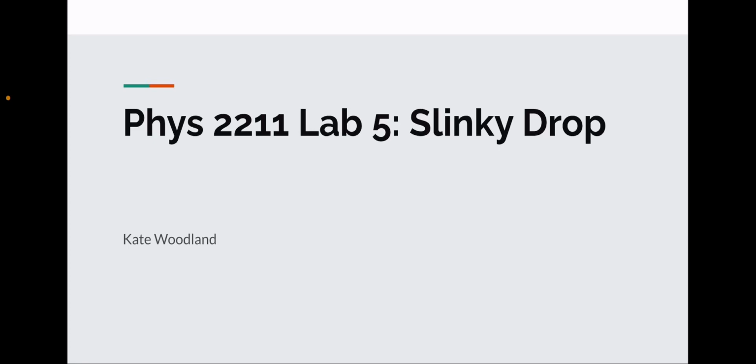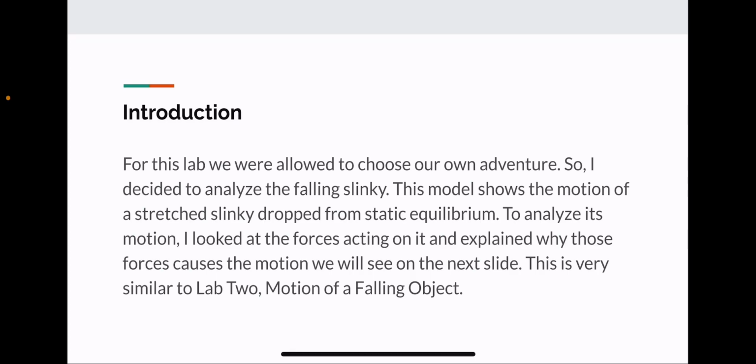Hi, my name is Kate, and this is Lab 5 Physics 2211, where I chose to look at the Slinky drop. For this lab, we were allowed to choose our own adventure, so I decided to analyze the following Slinky. This model shows the motion of a stretched Slinky dropped from static equilibrium. To analyze its motion, I looked at the forces acting on it and explained why those forces caused the motion we will see on the next slide. This is very similar to Lab 2, motion of a falling object.